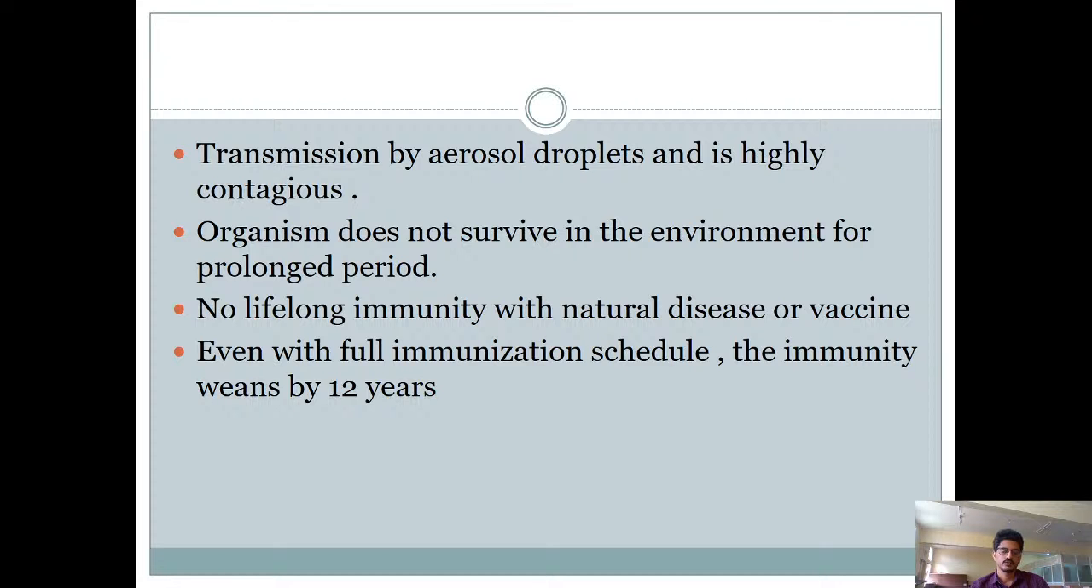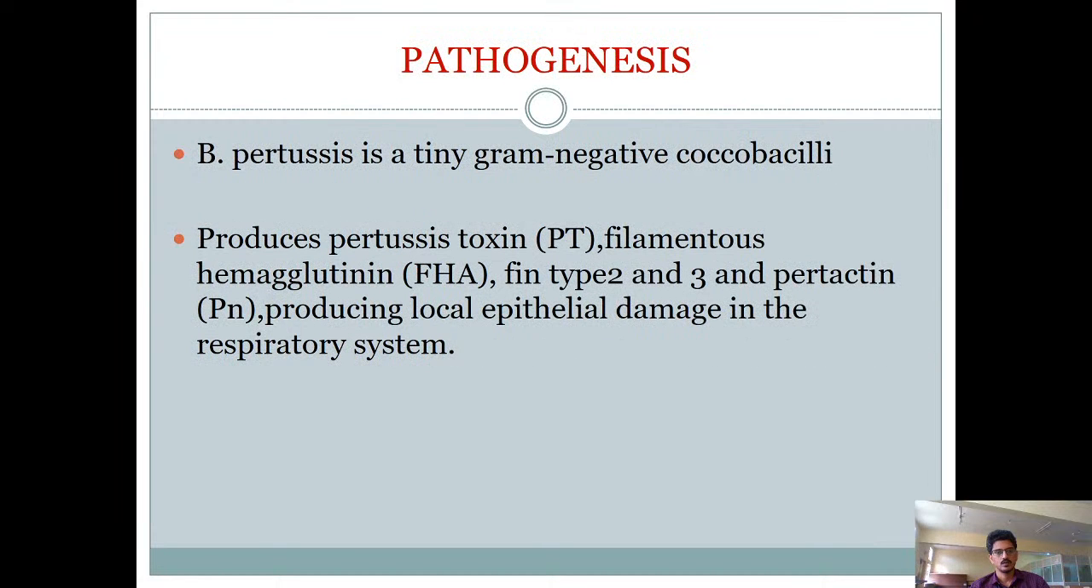So yeah, and it is not fully protective. Basically, the vaccine and even the infection is not fully protective, because the immunity wanes by 12 years. So what is the pathogenesis? Bordetella pertussis is a tiny gram-negative bacilli, and it produces pertussis toxin and filamentous hemagglutinin, fimbriae type 2 and type 3, and pertactin, producing local epithelial damage in the respiratory system.